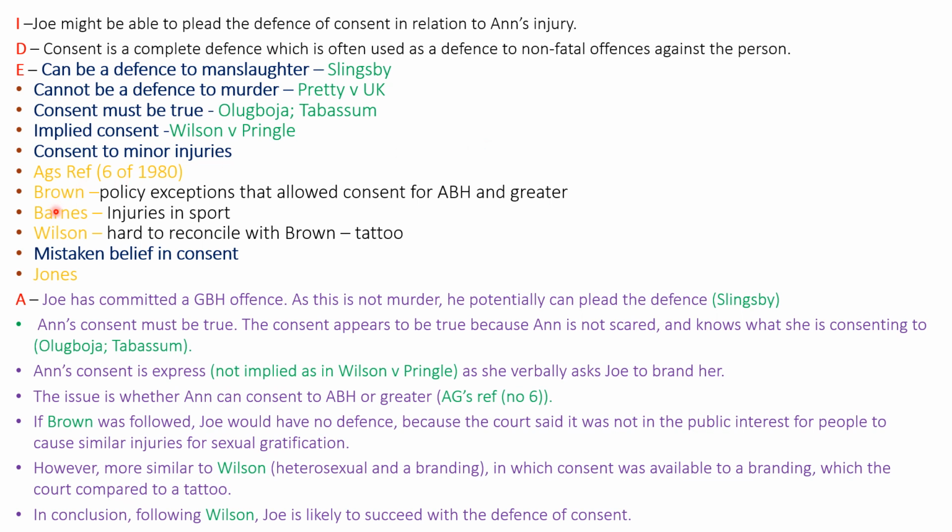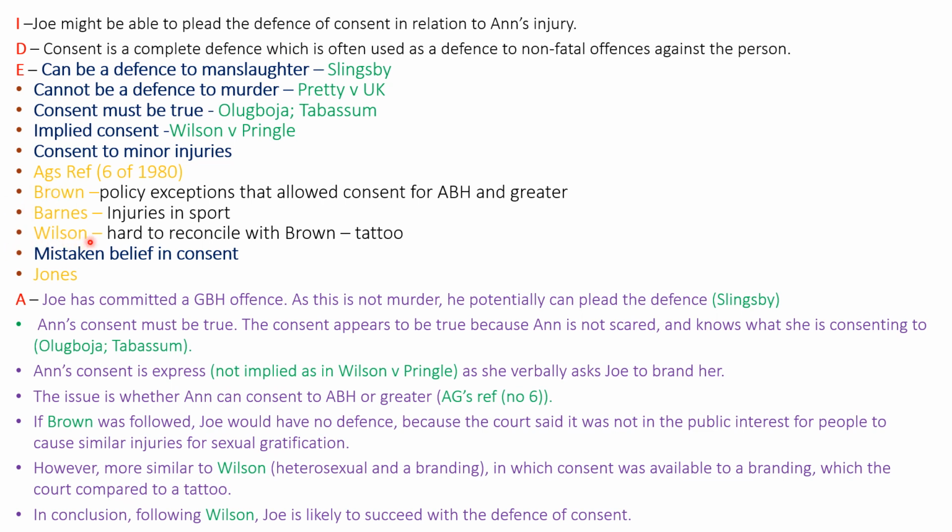You then want to mention injuries conducted in sport, and as long as the participants are complying with the ordinary rules of the game, then the defence of consent will apply there. But there are some cases that you're going to need to contrast that are particularly relevant for Anne's case, and that would be the case of Wilson and again the case of Brown. They're nice to compare to each other.